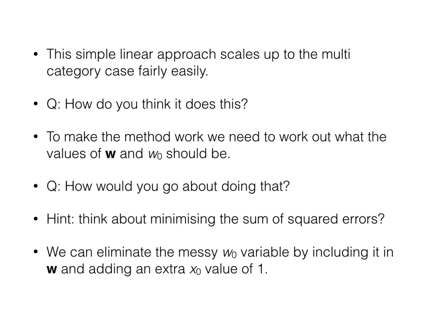So one way that we can go about doing that is by minimizing the sum of squared errors. And we'll see how we can do that in a minute. We can also eliminate that messy W0 variable by including it in W and adding an extra X0 value, pretend X0 value of 1. So we make the number of dimensions 1 more, but by doing that we can make the maths a bit tidier, and we'll see how that happens in a minute.